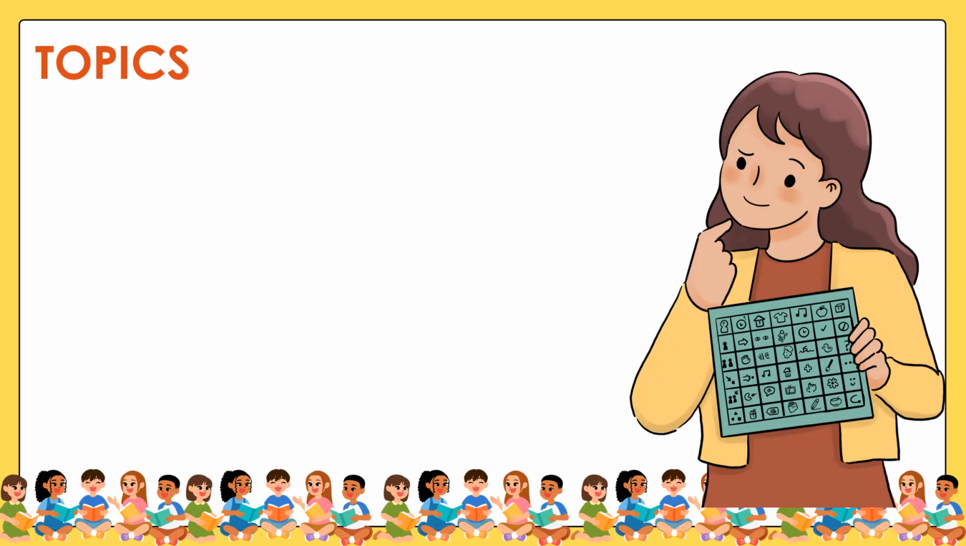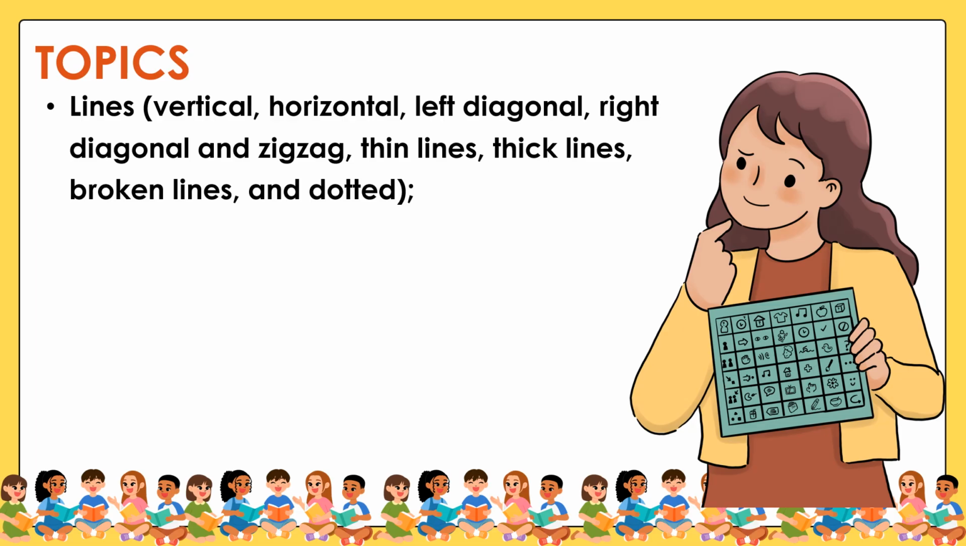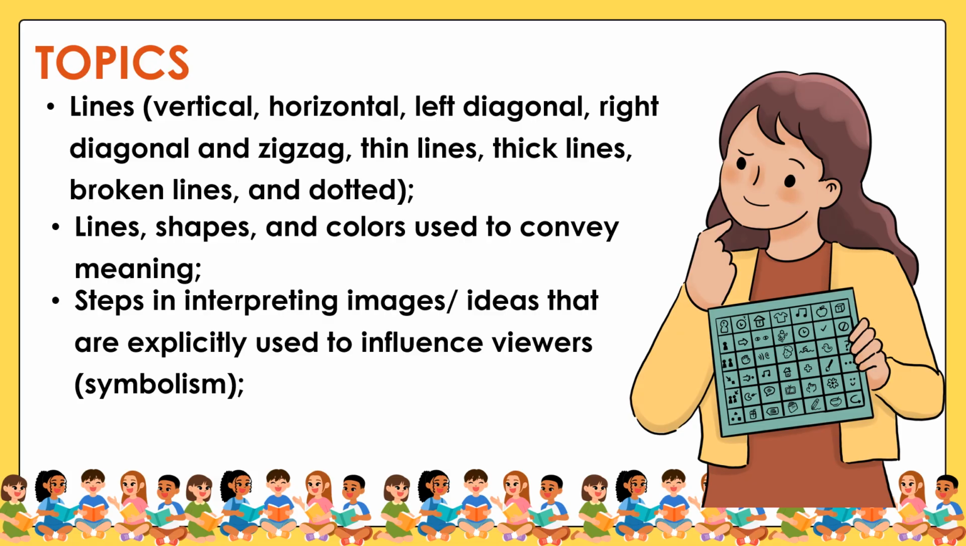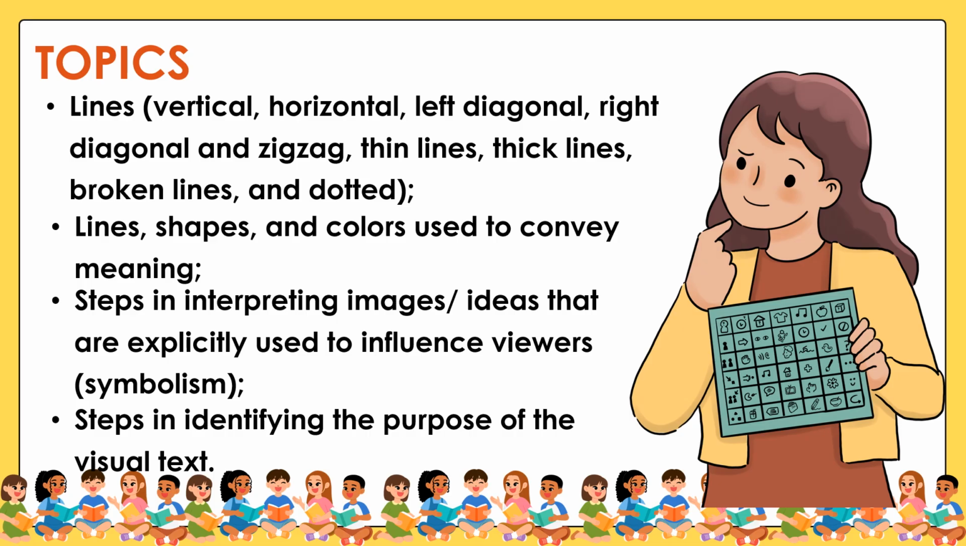And here are the topics. First, lines: vertical, horizontal, left diagonal, right diagonal, and zigzag. Thin lines, thick lines, broken lines, and dotted. Second, lines, shapes, and colors used to convey meaning. Third, steps in interpreting images or ideas that are explicitly used to influence viewers or symbolism. And last, steps in identifying the purpose of the visual text.